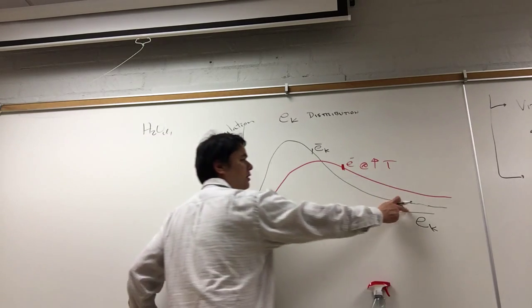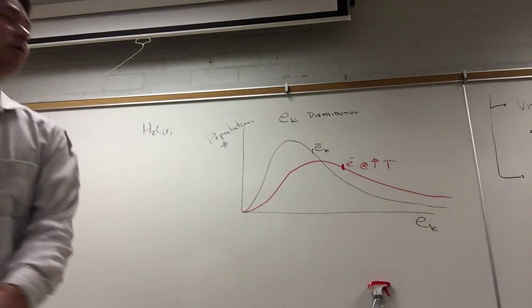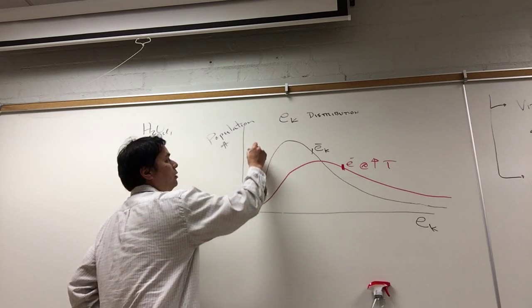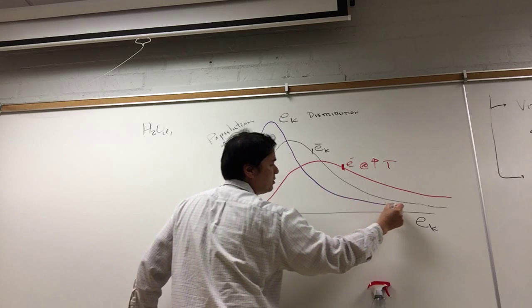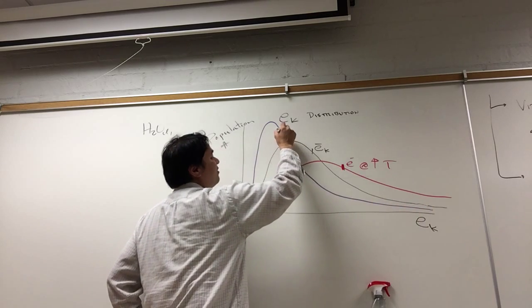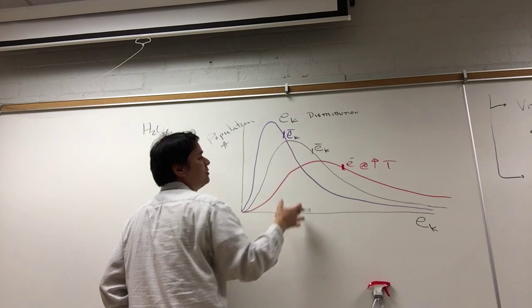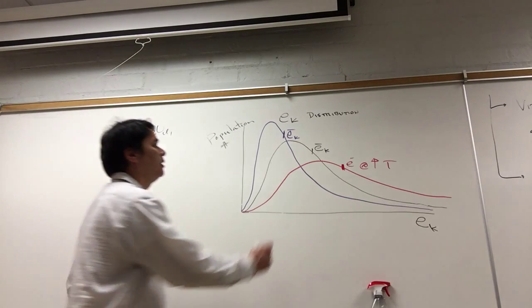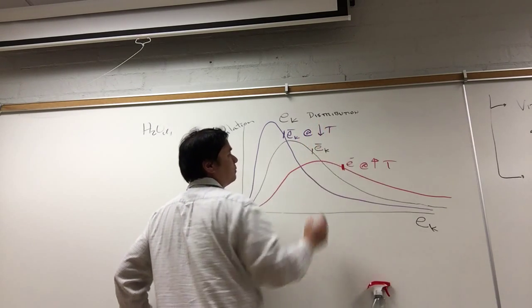So the population of higher energy increases. At lower temperatures, the population of lower energy water molecules increases. The population of higher energy water molecules decreases. And so the average kinetic energy drops. The average kinetic energy here is offset because of this higher energy tail to it. And so this would be the average kinetic energy at decreased temperatures.